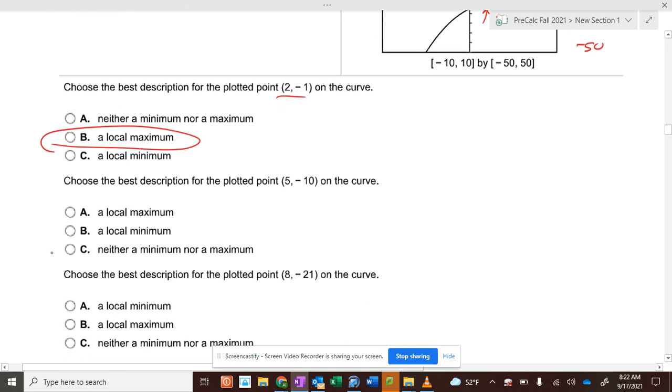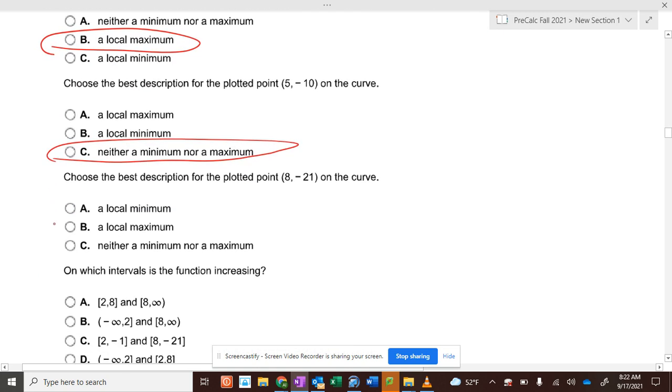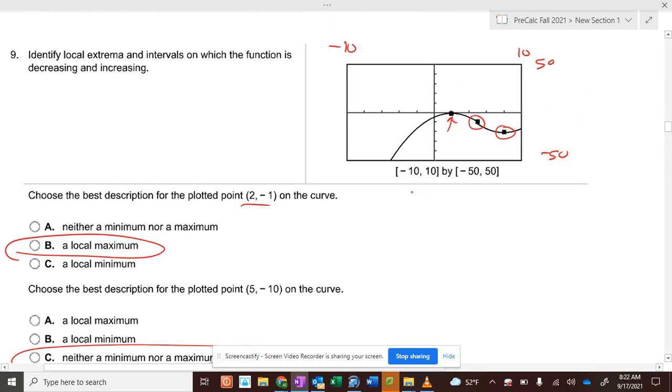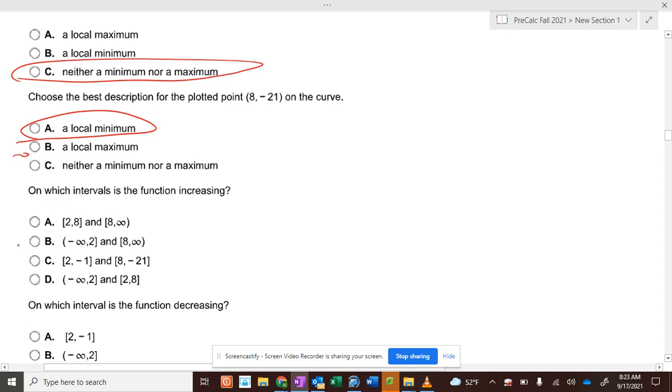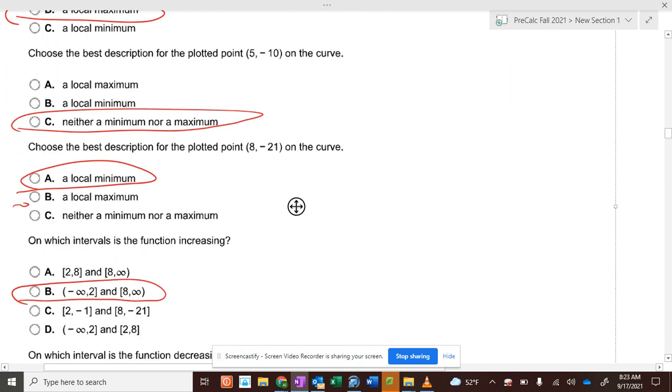So that's neither. (8, -21) should be here. So that looks to be a local min. And where is it increasing? Well, it increases from -infinity all the way up to here, which we just said was 2. And then if this is a local minimum, then from 8 all the way up to infinity, it should be also increasing. So which one matches that? Well, this one does. Where is it decreasing? Well, it's right in between those, from 2 to 8.